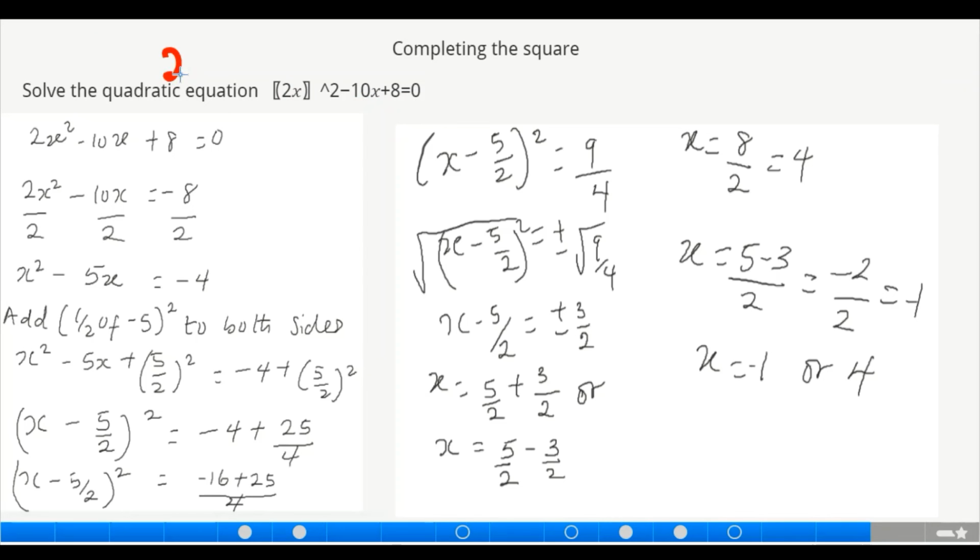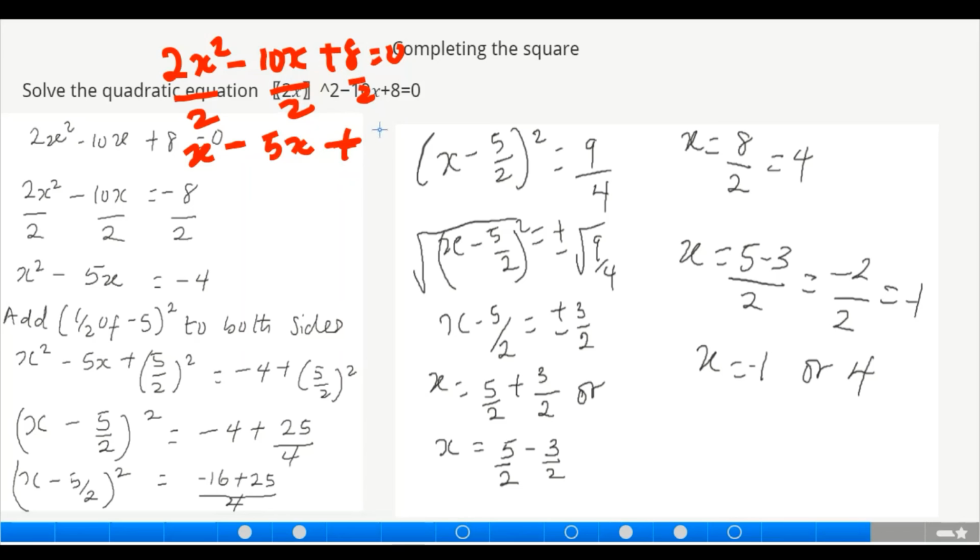We have 2x squared minus 10x plus 8 equals 0. So we are dividing this by 2. We are dividing each coefficient by 2. 2 cancels 2 here, we have x squared left, minus 10 divided by 2 gives us 5, so minus 5x, plus 8 divided by 2. How many times can 2 divide 8? That is 4, equals 0. So now let's bring this plus 4 to the other side of the equation. So we have x squared minus 5x equals, it changes to what? Minus 4.